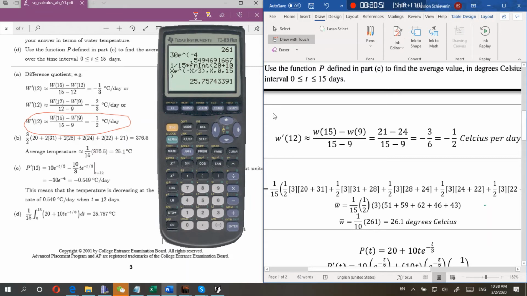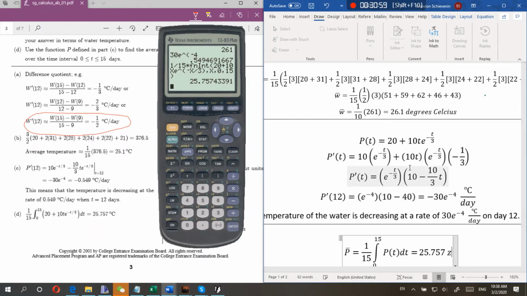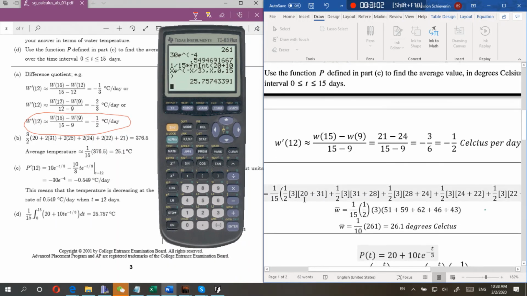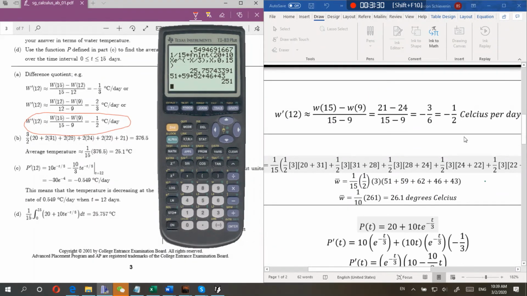Alright, we don't match, I don't see what's wrong, so here we go again. So 51. Down here, 20 plus 31, so I've got 51 plus 31 plus 28. 59 plus 28 plus 24. 52. 46 and 43. 251. Okay, so I added wrong somewhere.